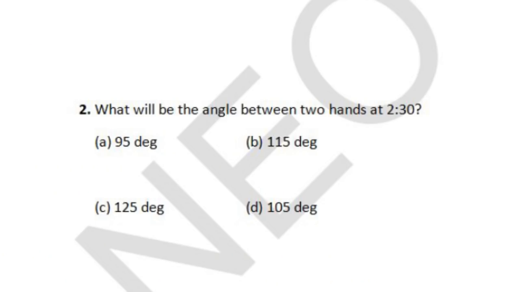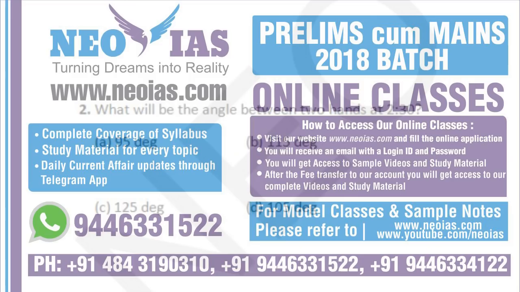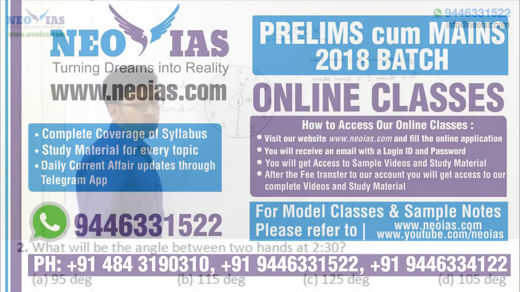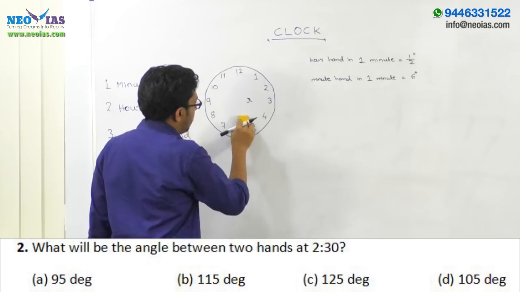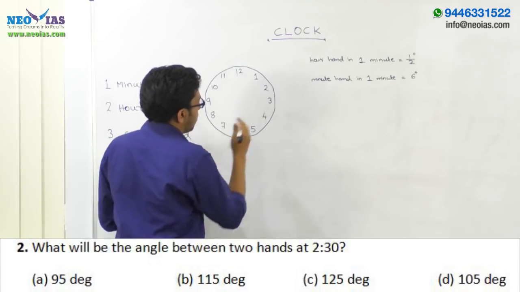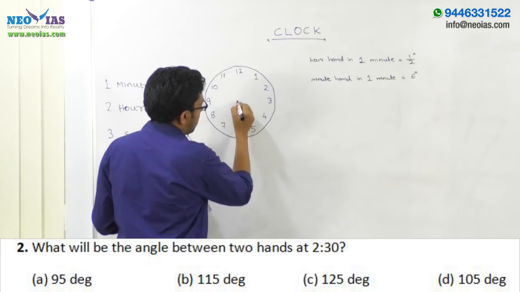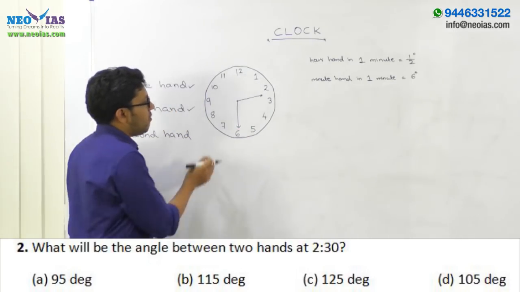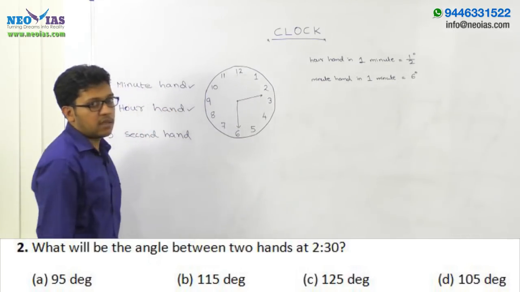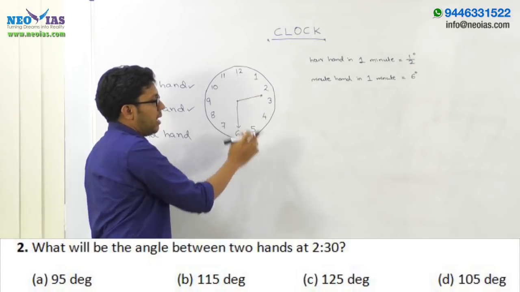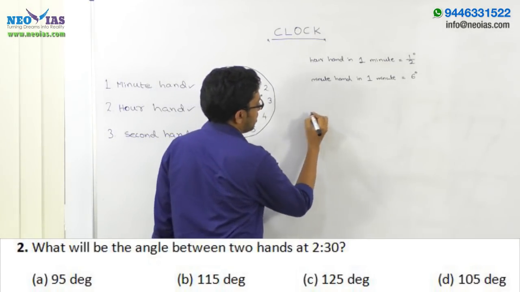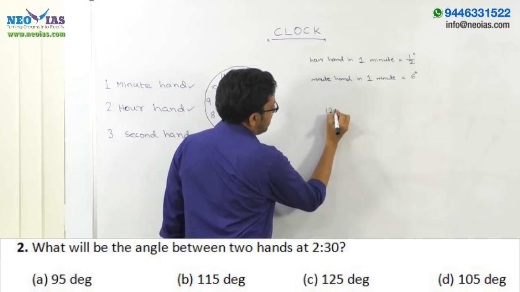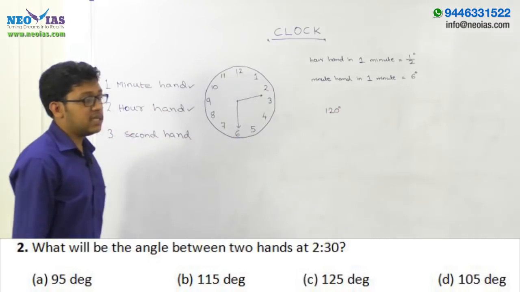Next question, what will be the angle between two hands at 2:30? We can roughly draw the diagram of 2:30. At 2:30, the hands of the clock will be like this. What is the angle between 2 and 6? We have already figured out that angle. Angle between 2 and 6 is 120 degrees.